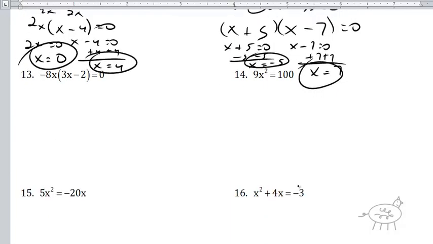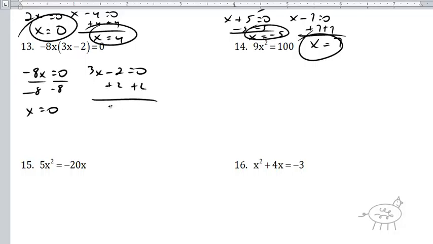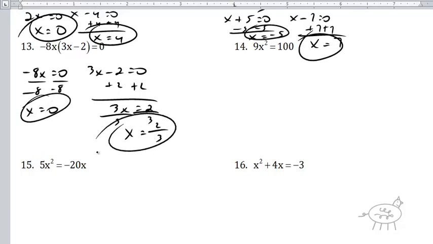Okay, we're getting there. This one's already solved for you. That's pretty nice. So negative 8x equals 0. And 3x minus 2 equals 0. Divide by negative 8, x equals 0, and add 2 to both sides, so 3x equals 2, divide by 3, so x is 2/3. Okay, pretty easy when they're simplified already.